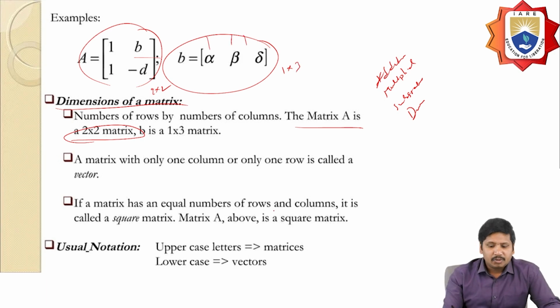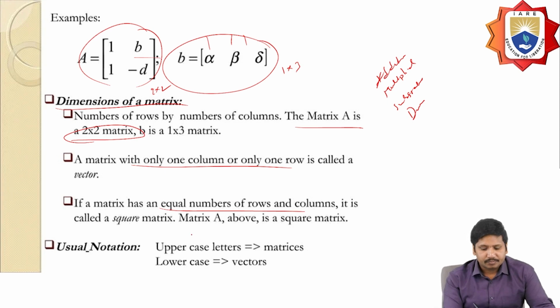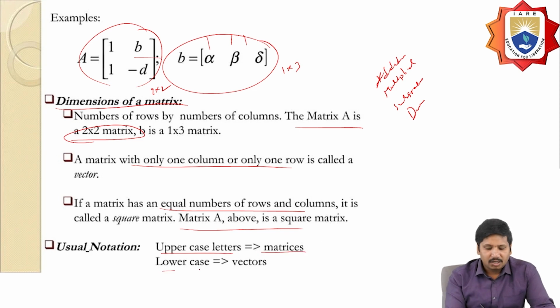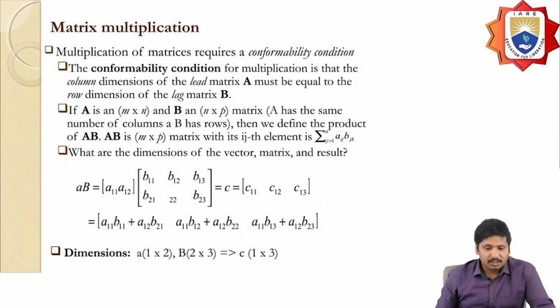A matrix with only 1 column or 1 row can also be called a vector. If a matrix has an equal number of rows and columns, it is called a square matrix. The usual notation is uppercase letters for matrices and lowercase letters for vectors. This is the normal convention followed for representing matrices.